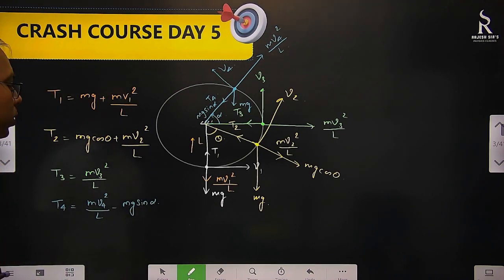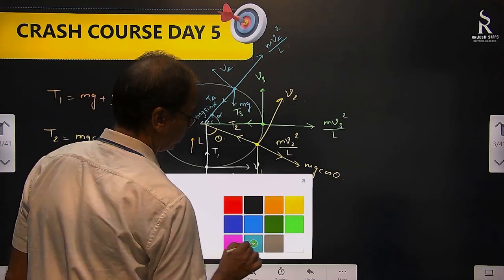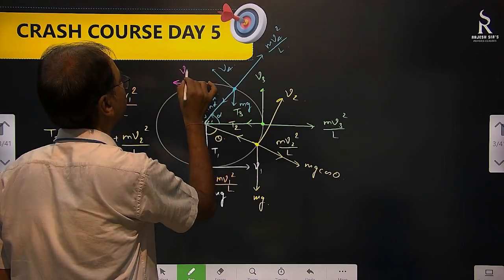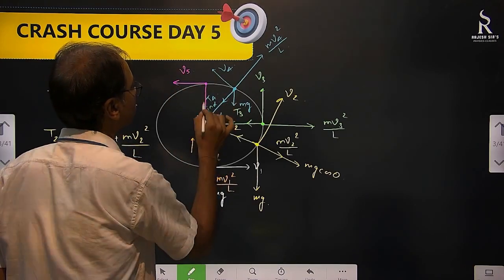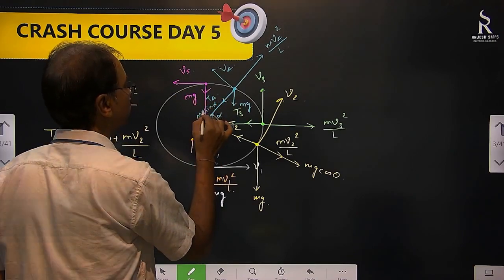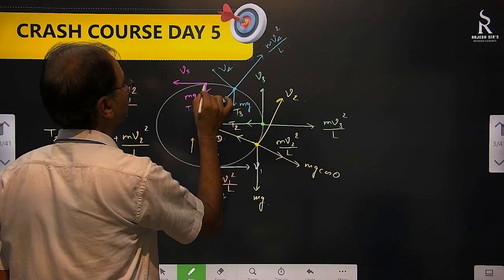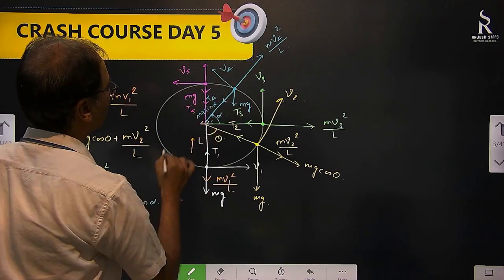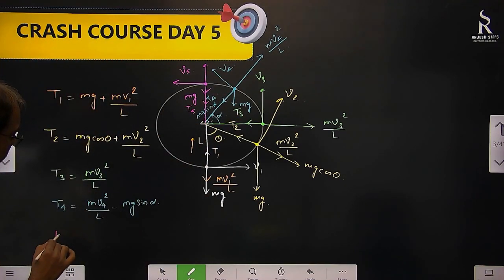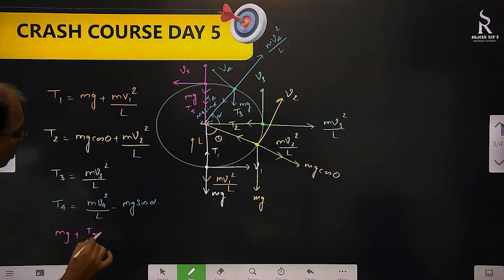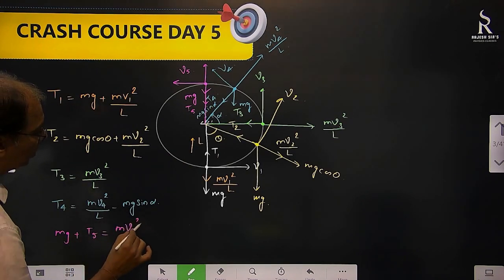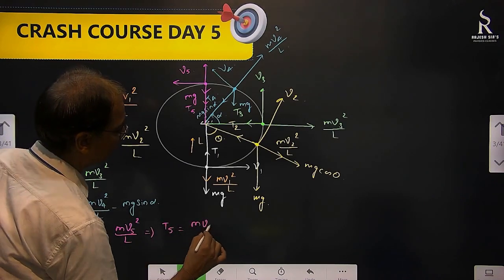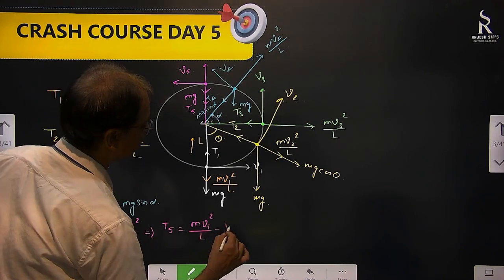Okay, topmost point, last point. So the topmost point is this point here. Say here velocity is v5. Okay, mg is acting down, tension down, and here centrifugal force. So what do you say? This is T5. So we'll say mg plus T5 equal to m v5 square by L. So what is T5? T5 is m v5 square by L minus mg.